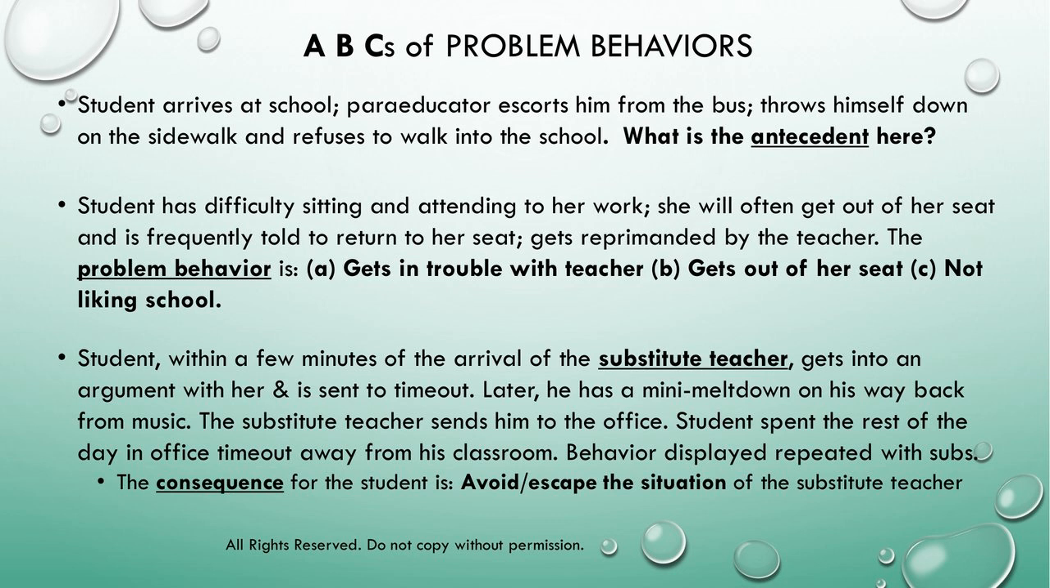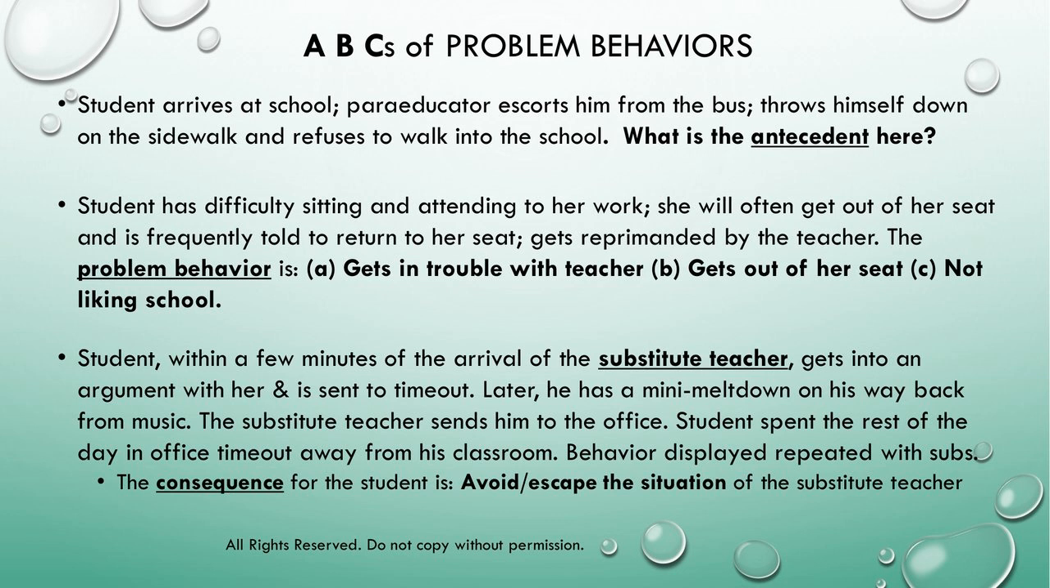What is the antecedent here? Naturally, it's the transition, and if it is a child with autism, often the transitions are extremely difficult. And a simple visual would have helped, and preparing the student in advance for that transition would have helped prevent that.